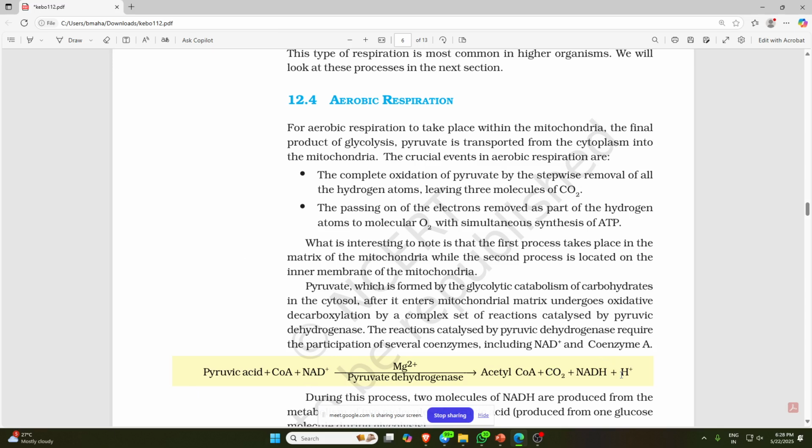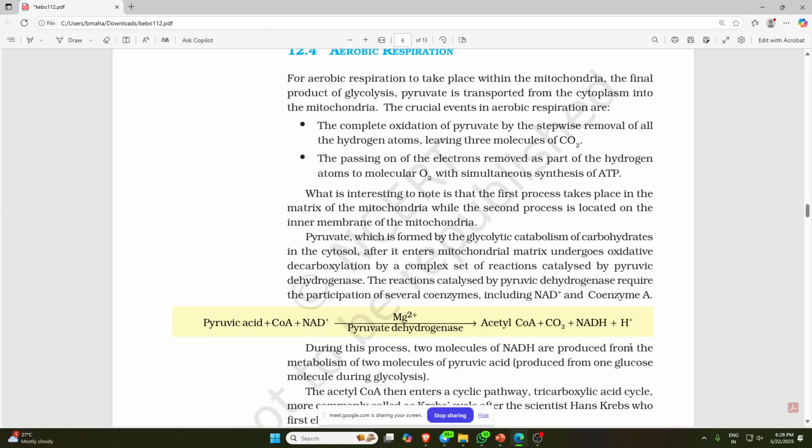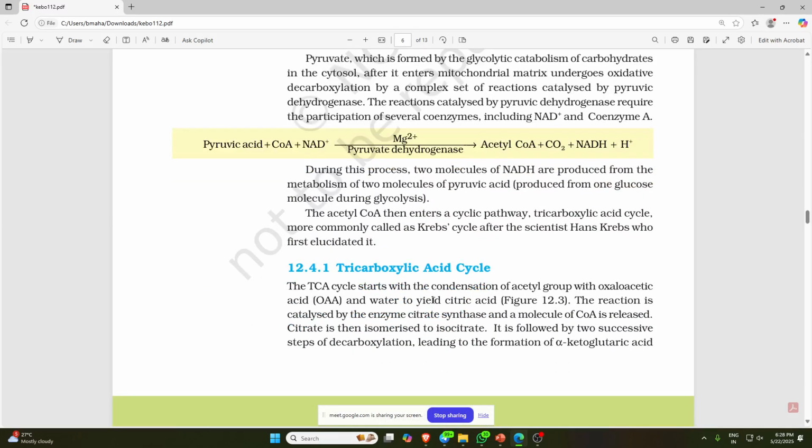So here this NAD is reduced and the process is oxidized. Okay, fine. Now this acetyl coenzyme A will enter the Krebs cycle. Okay, why is this the Krebs cycle?